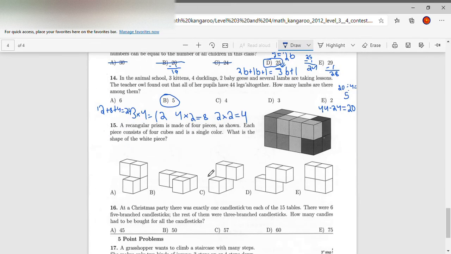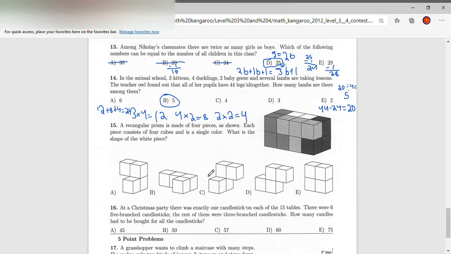15. A rectangular prism is made out of 4 pieces as shown. Each piece consists of 4 cubes and is a single color. What is the shape of the white piece? So for the lightest gray, we know all the pieces we can see. Now, we can also see all the pieces for the medium gray right over here.